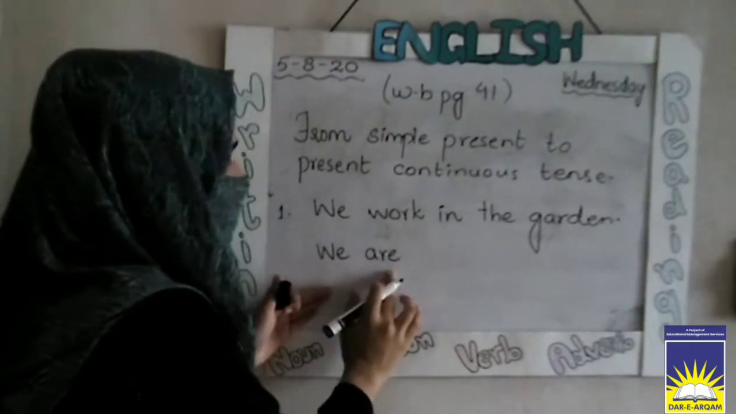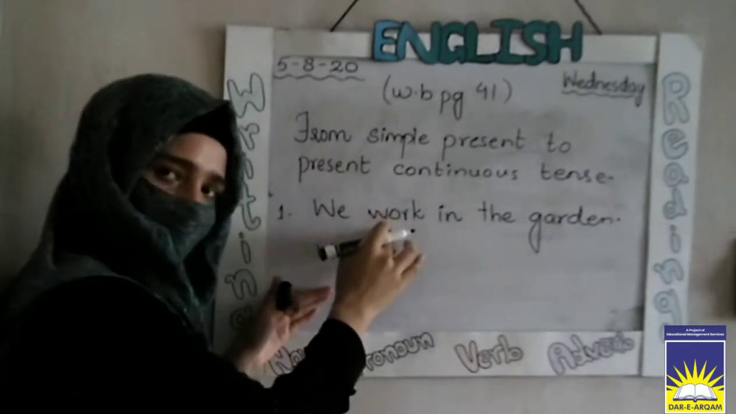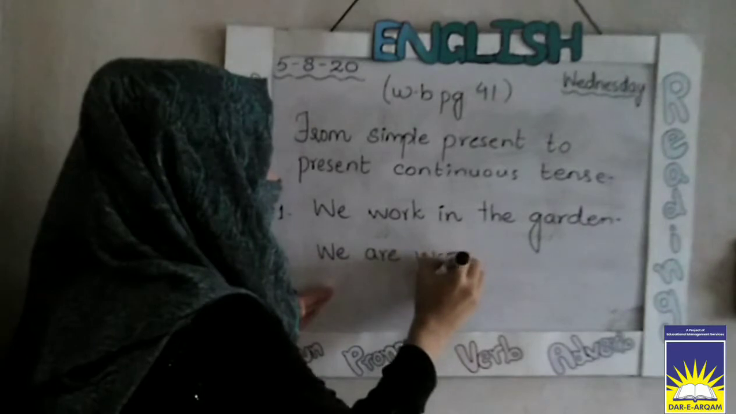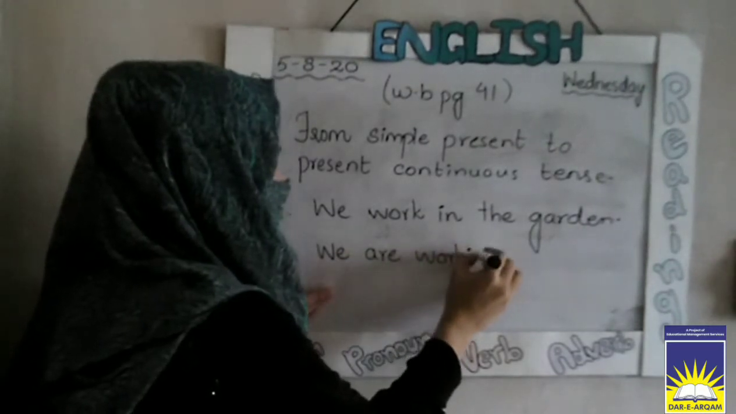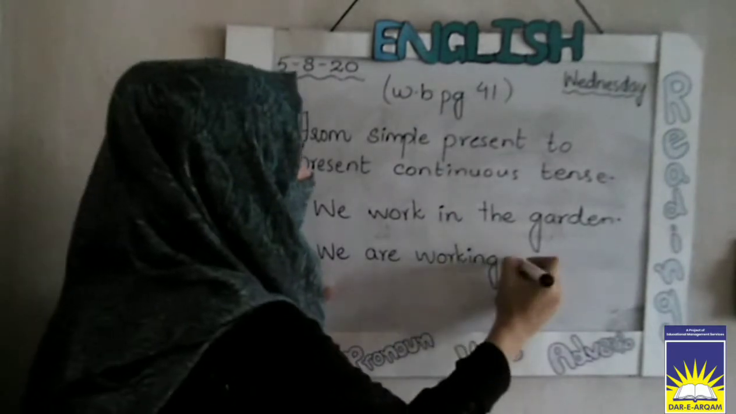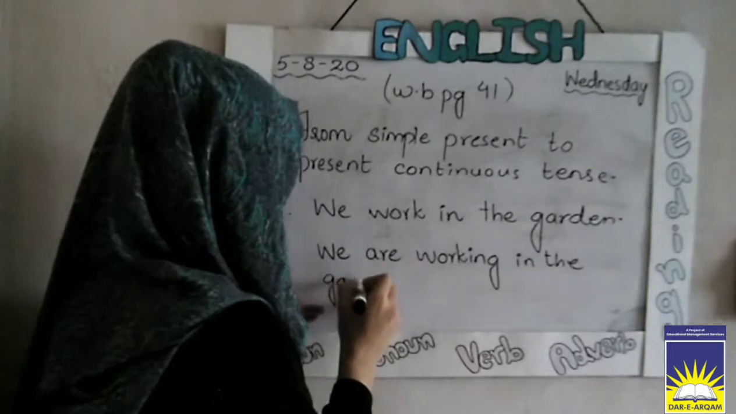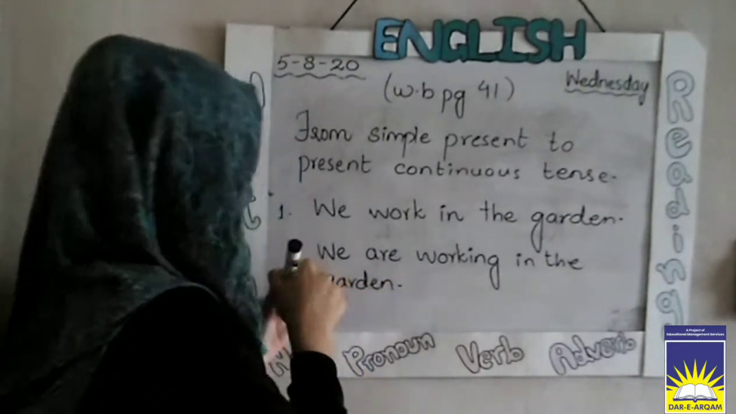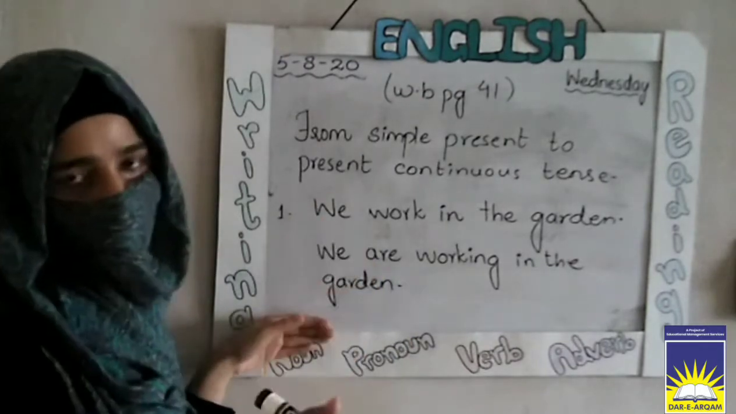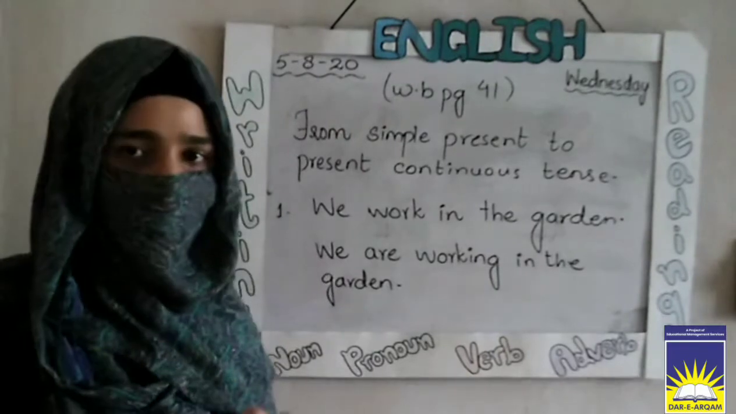We are. Now, which form of verb will I use? Will I use this one? No. Instead, I will write present participle form, that is working. So we are working in the garden. So this is how we will convert simple present tense into present continuous tense. Did you see how simple it is?